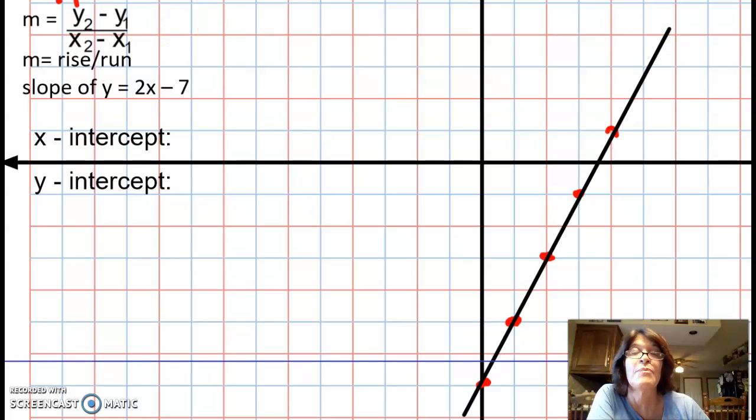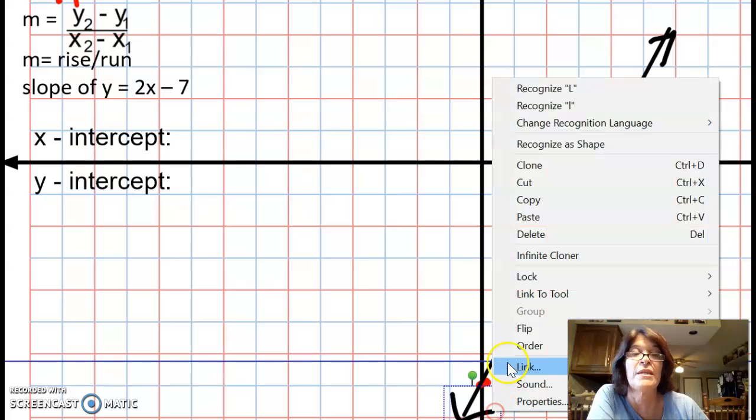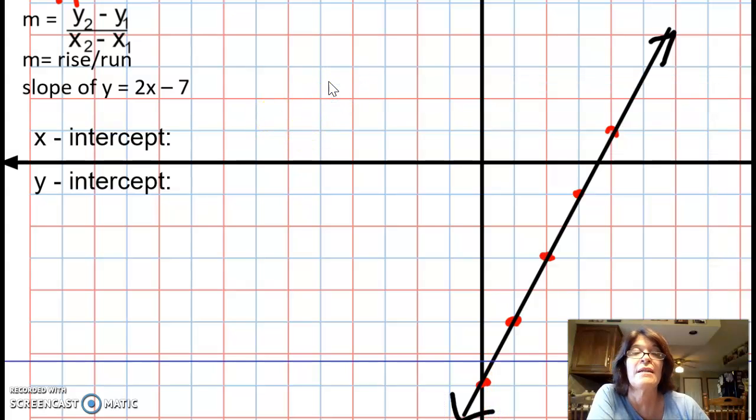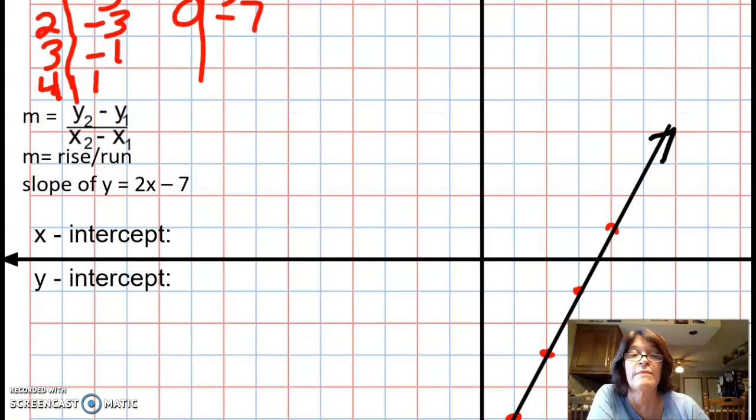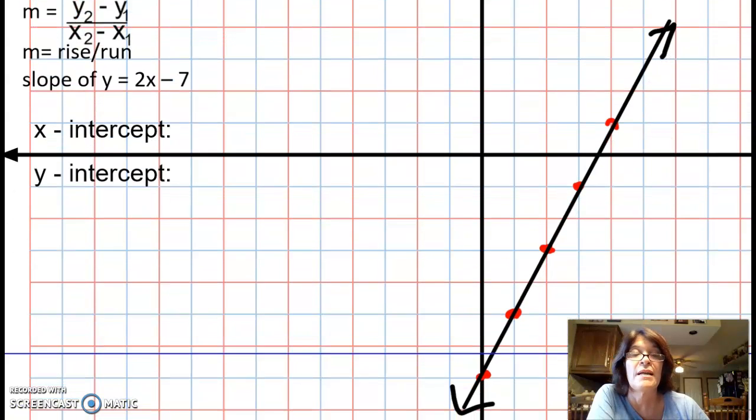Okay, any point on this line, if I put the x coordinate in, and it can go forever in each direction. If I put the x coordinate in and multiply by 2 and subtract 7, I'll get the y coordinate. Okay, there's my line.